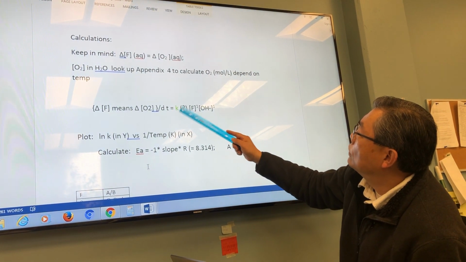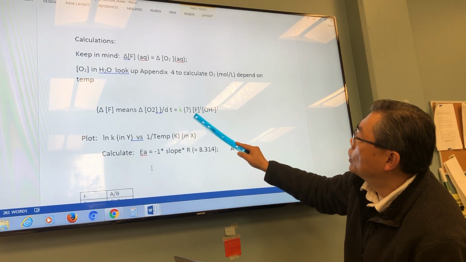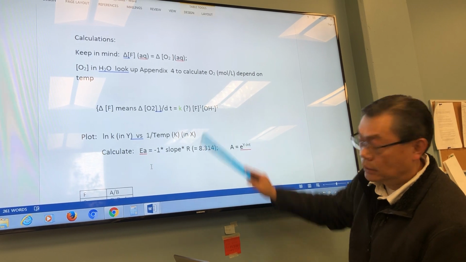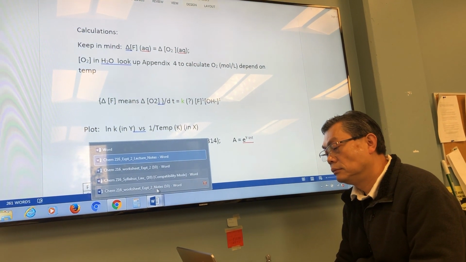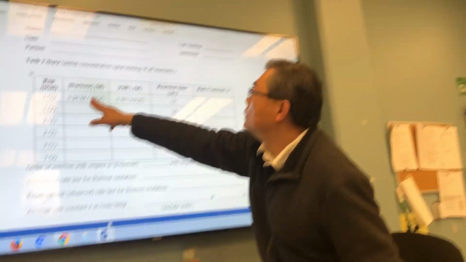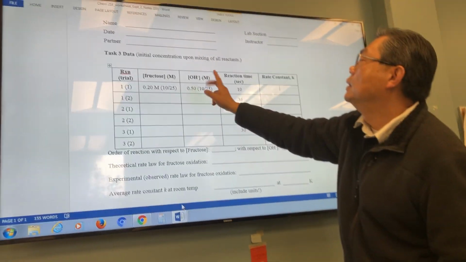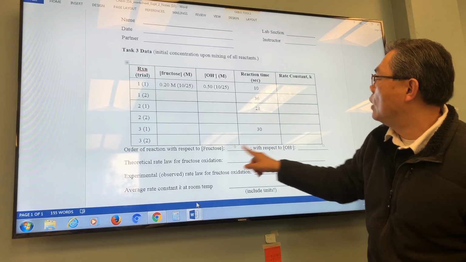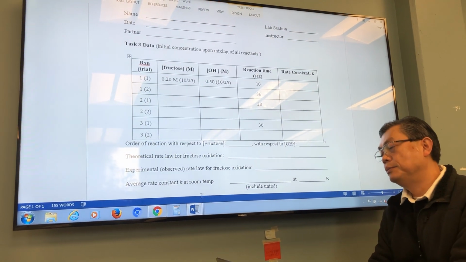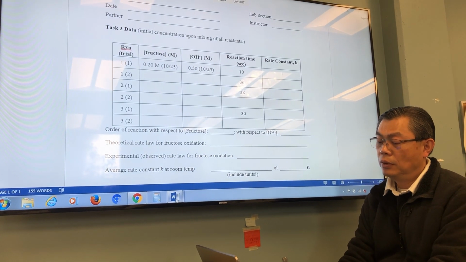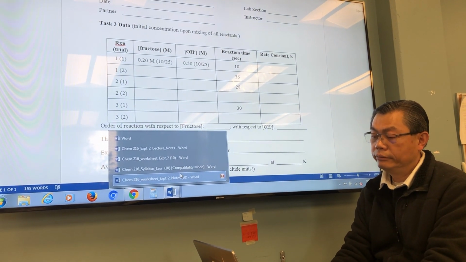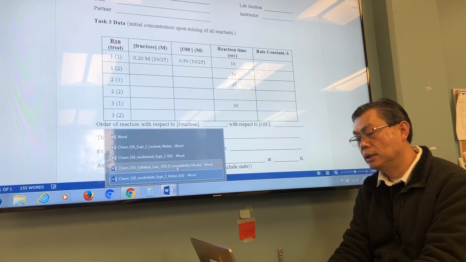The K is what you're looking for. So do we know fructose? Yes. Do you know hydroxide? Yes. What's the reaction order? Both are one. Both are first order. So you can use that for calculating the K.